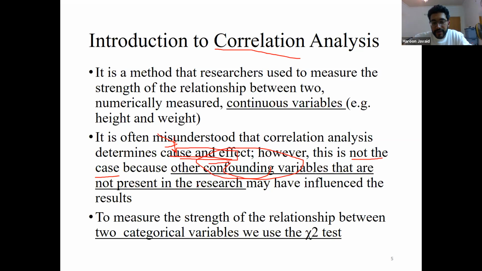Okay, so to measure the strength of the relationship between two categorical variables, we use a chi-square test. Basically there is something known as correlation analysis. So correlation analysis we can only do between continuous variables. Do you remember what continuous variables are? 1, 2, 3, 4, 1.1, 1.2, 1.3, 1.4. They don't have a gap between them. Categorical are divided into groups, like age or gender.